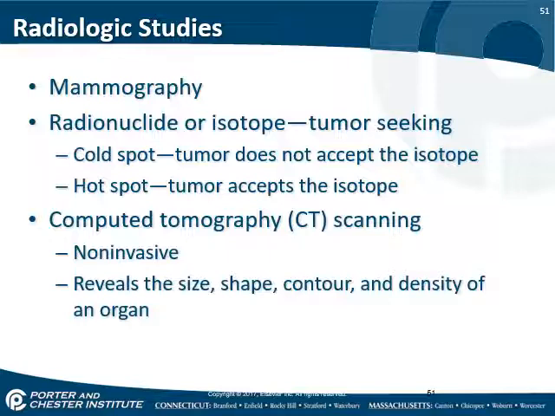Radionuclide or isotope, and this is just another radiological study. If you inject a tumor, a cold spot means a tumor does not accept the isotope, and a hot spot where there is cancer would tell you that that tumor is probably malignant. So if you inject an isotope and you watch it under X-ray go towards the tumor, if the tumor takes it, it's probably malignant.